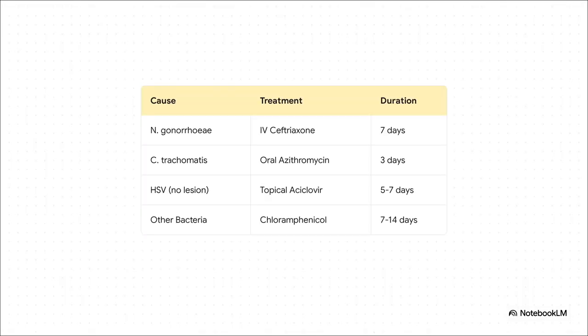Now, when we talk about neonates, ophthalmia neonatorum, the entire game changes. Treatment is urgent and it's systemic. And notice the critical difference for gonococcus. We go from a single IM shot in adults to a full 7-day course of IV ceftriaxone. That really tells you how much higher the stakes are in this tiny, vulnerable population.